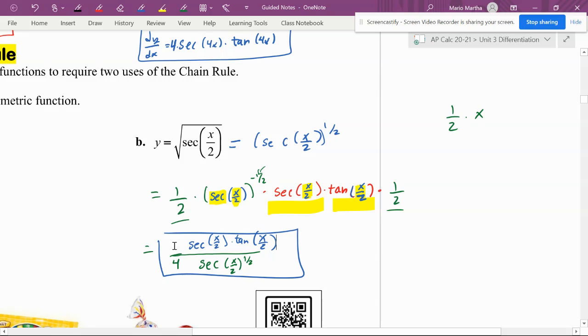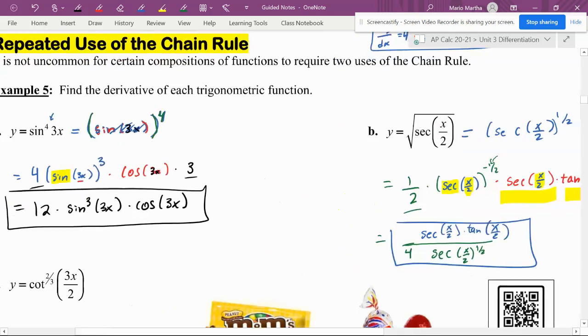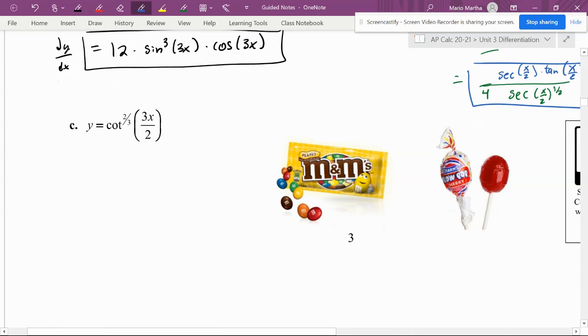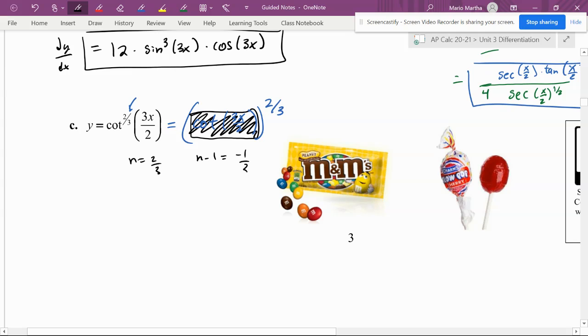All right. And then let's look at one more from these. On this one, you already see an exponent right there, so rewrite it with parentheses. This is cotangent of 3x over 2, and then that whole thing raised to the 2/3. Again, block this little thing off. Take the derivative of that part. n equals 2/3, and n minus 1 is going to be negative 1/3.